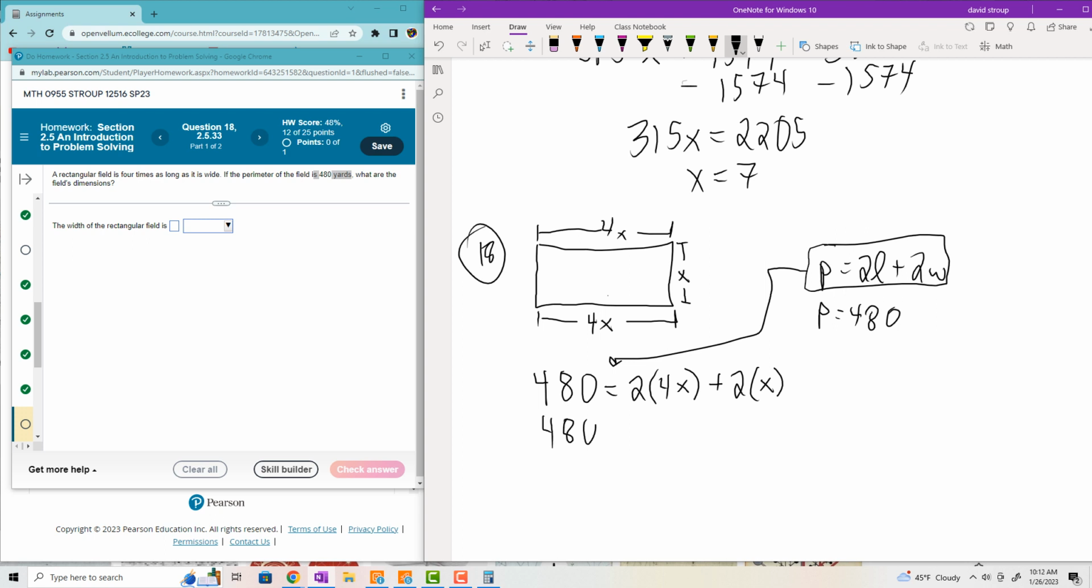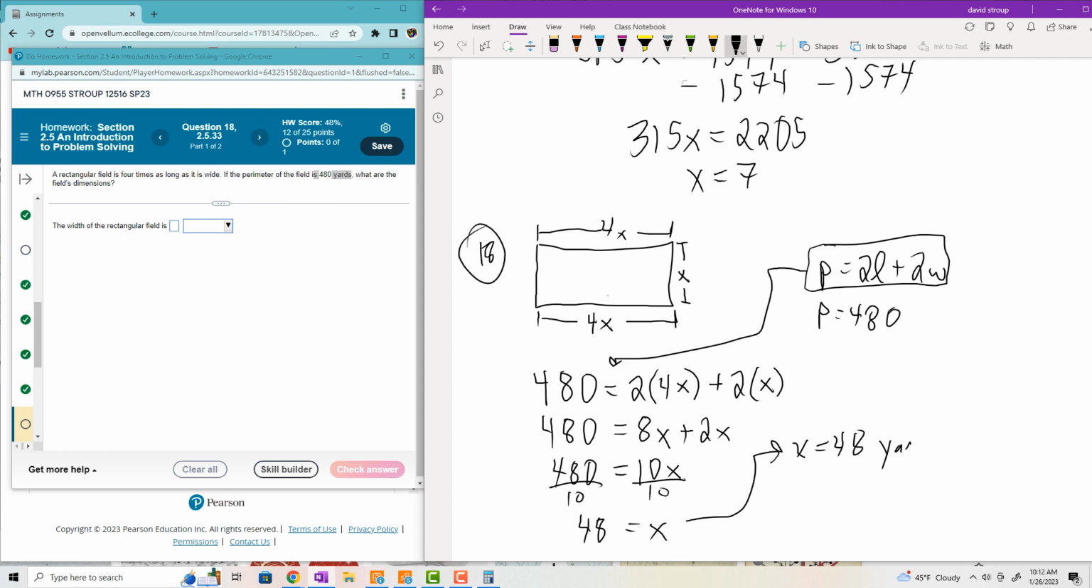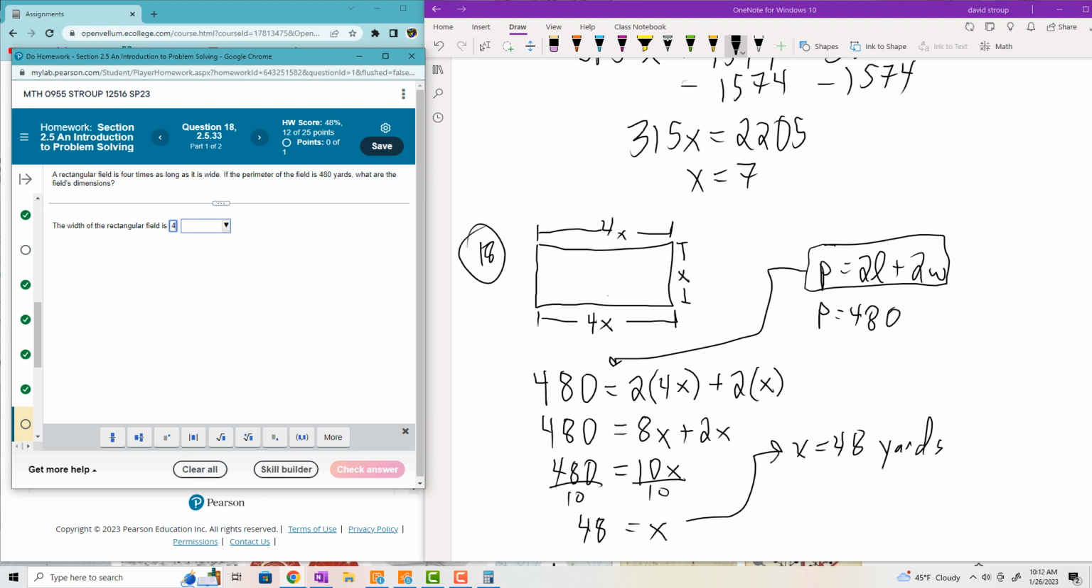And we can go ahead and solve that. So 480 equals 2 times 4, I can multiply that, that is 8. Simplify the right-hand side by combining like terms, and then divide both sides by 2. And it looks like the width x is 48. When you do these problems, you have to include units. So in this case, from the problem, it tells you we're working with yards, so it must be 48 yards for the width.